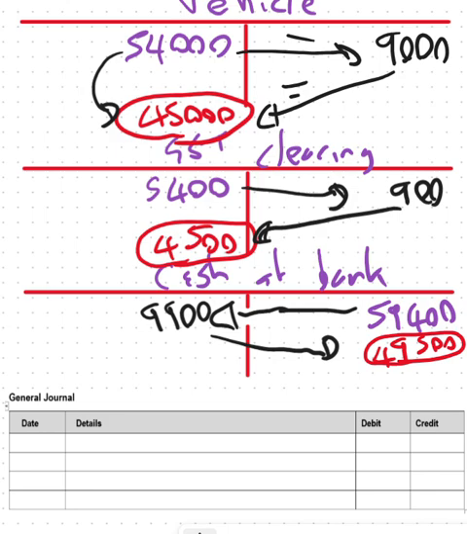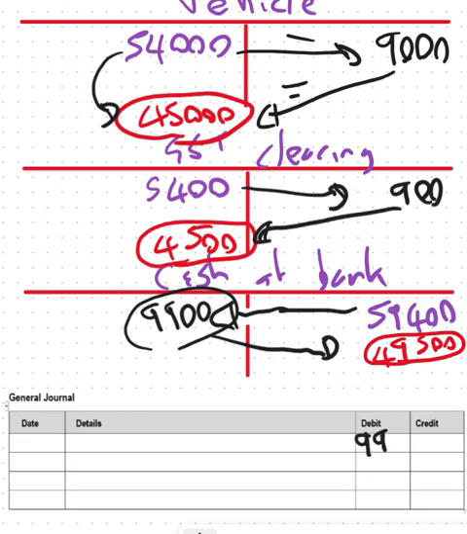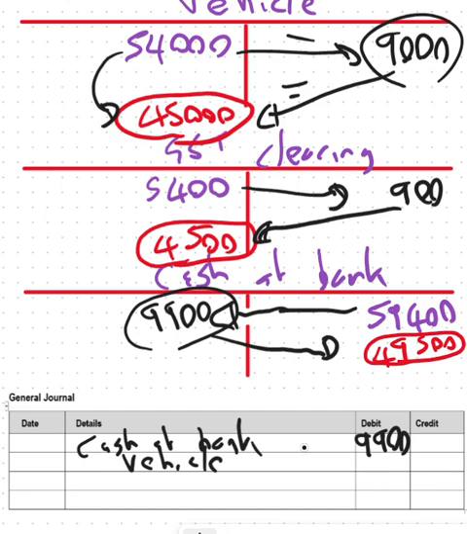So in terms of our GJ, let's start with our debit. We did a $9,900 debit in our cash at bank. We had a $9,000 correcting entry in our vehicle, and we had a $900 correcting entry in our GST clearing account.